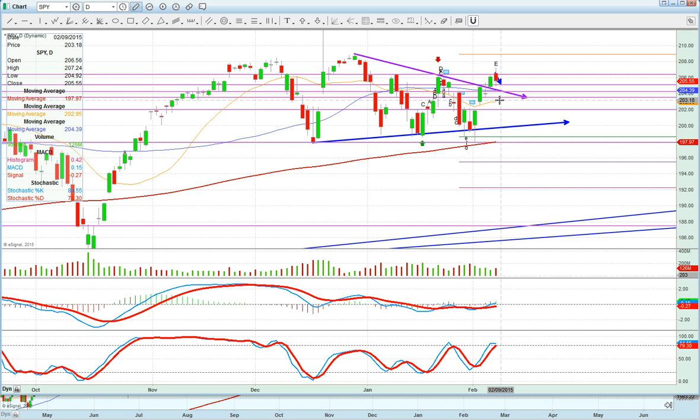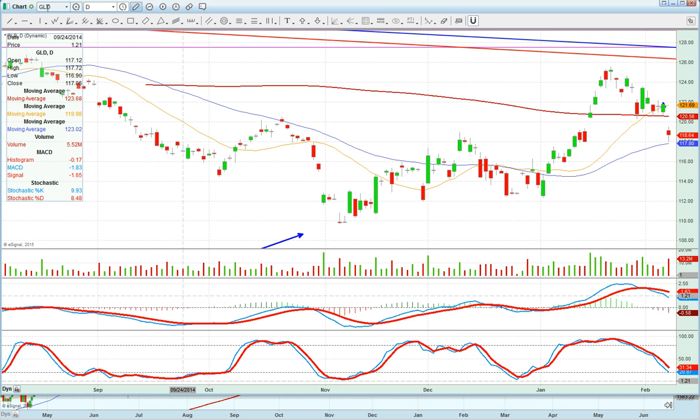Now, I know that we put out a gold trade, which didn't get tagged, okay? But a lot of people were asking me, well, what about gold? What are we going to do about gold? So let's take a look at the GLD, which is that alert that I still have out. It hasn't been filled. So let's assess what's going on with gold.